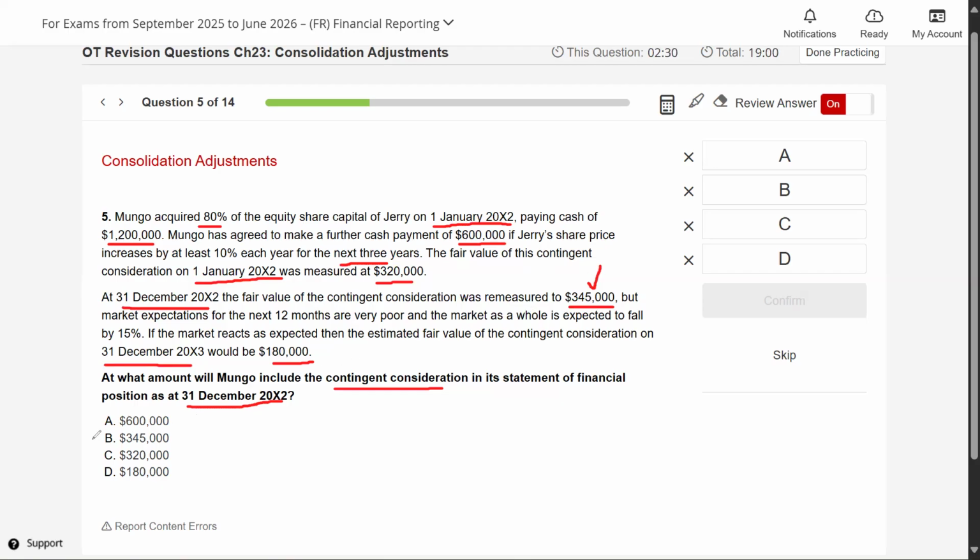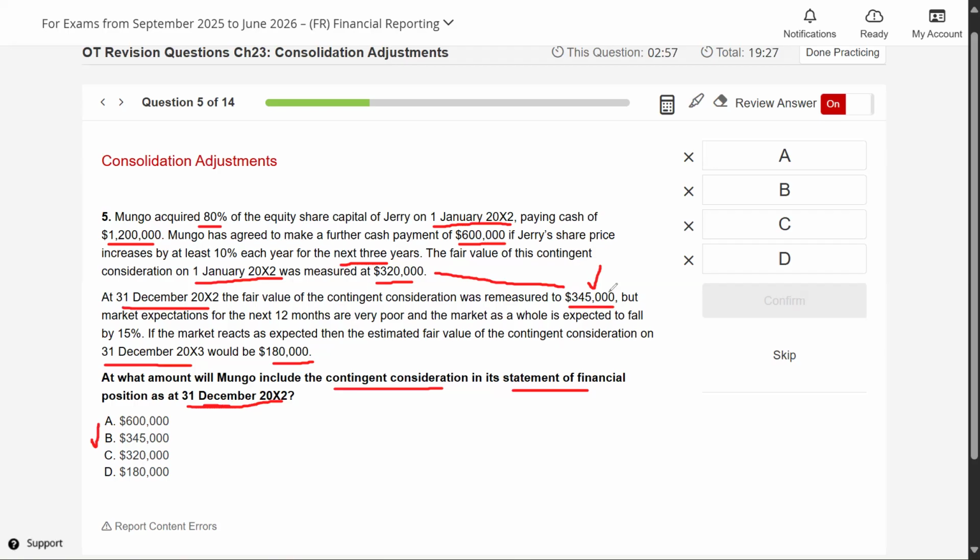We are going to put this value in the statement of financial position. And if there is any change, like initially it was 320, now it has gone to 345, so this is a loss that will be charged to the profit and loss, the difference of these two values. However, the question is only talking about the statement of financial position. So we're going to keep the value that was at that specific date, which is 345,000.